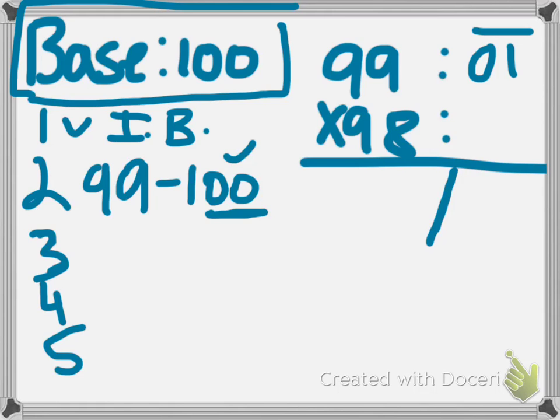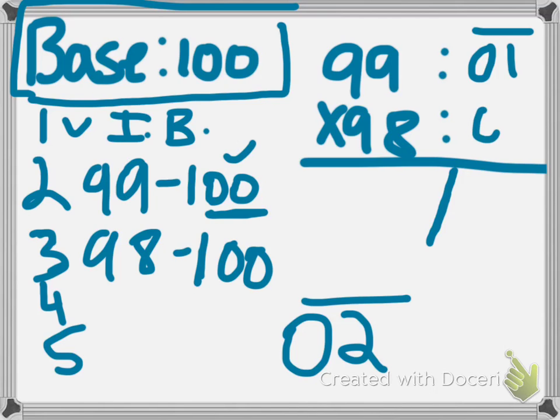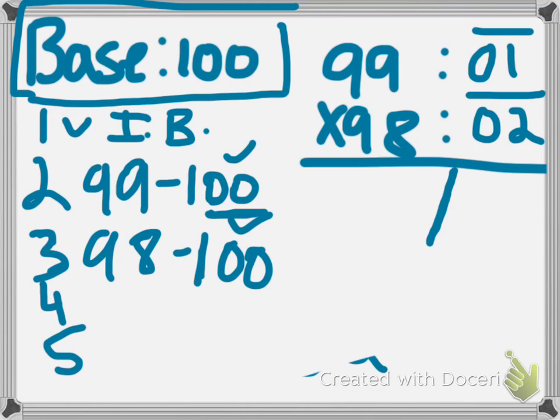Third step, we do the same thing but with 98. 98 minus 100 is negative 2, or bar 2. Because 100 has 2 zeros, we need to have 2 place values, so we use the 0 as a placeholder. So it's going to be bar 02. Now that step is also complete. So that's step 3.